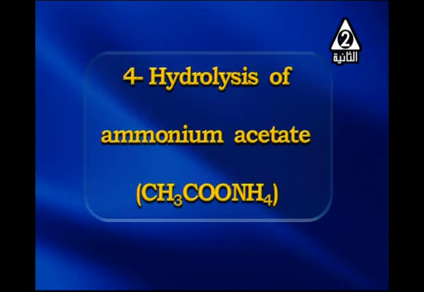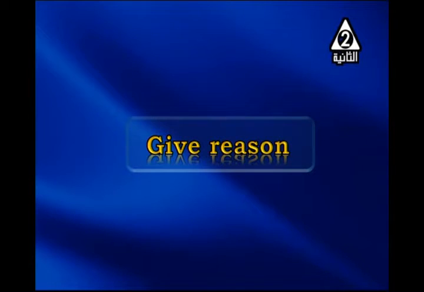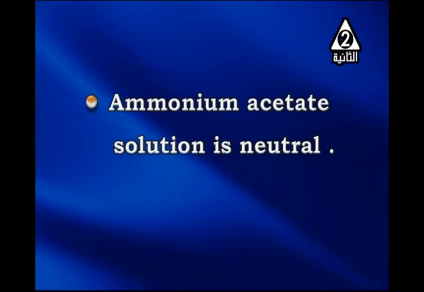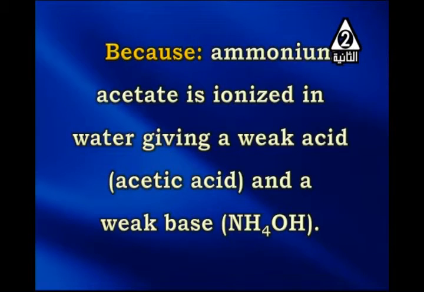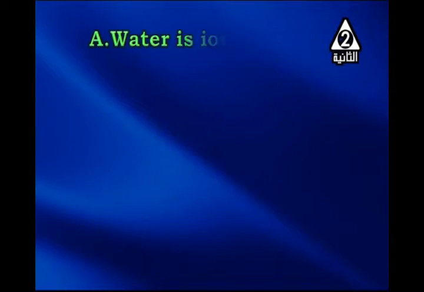Now we are going to discuss the last example here, which is the hydrolysis of ammonium acetate, CH3COONH4. So we have given the reason on this point. The ammonium acetate solution is neutral. The reason for that is because ammonium acetate is ionized in water, giving weak acid, which is acetic acid, and weak base, which is ammonium hydroxide.